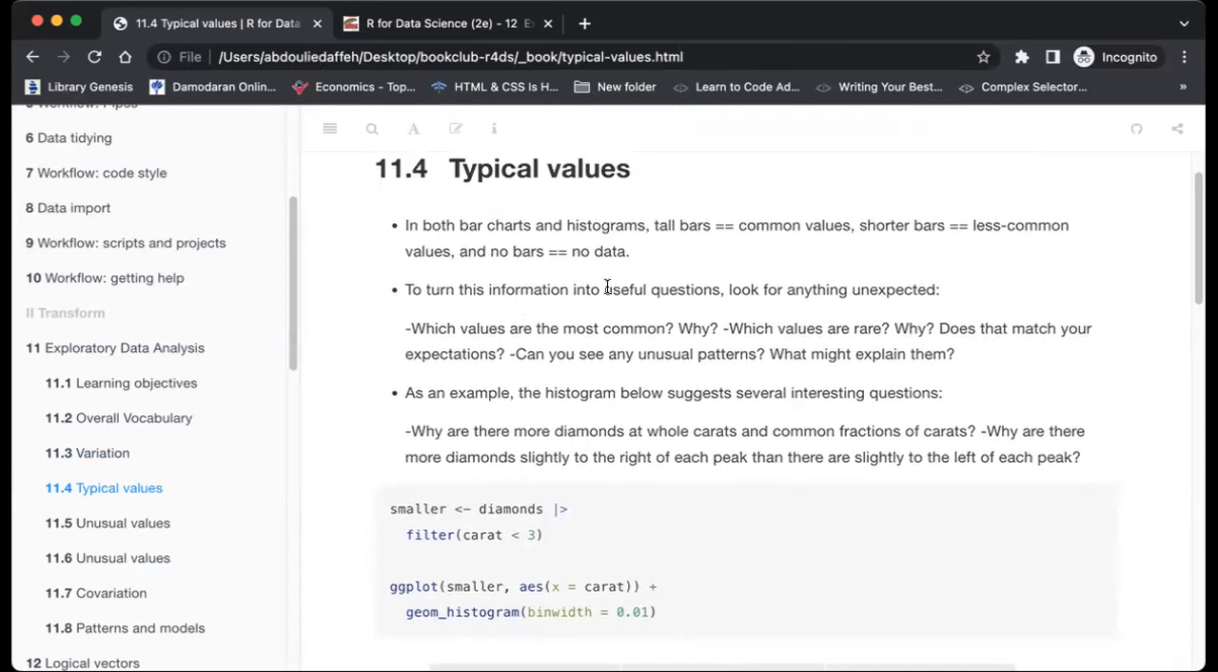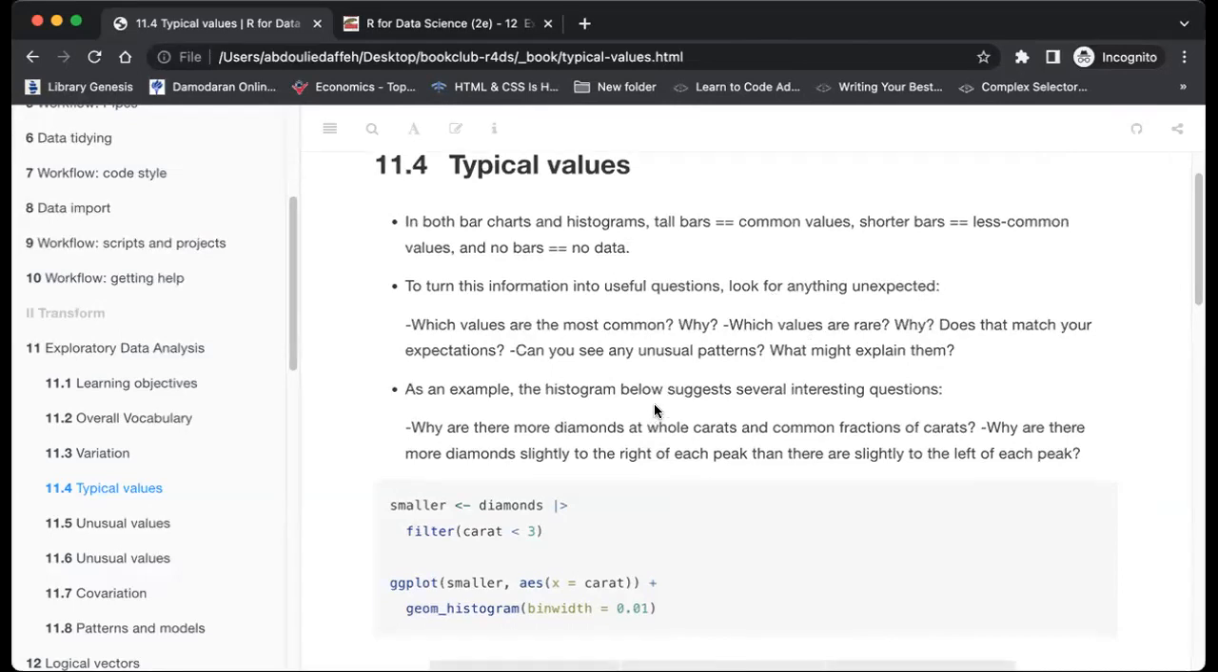To turn this information into useful questions, look for anything unexpected. Which values are the most common? Why? Which values are rare? Why? Does that match your expectation? Can you see any unusual pattern? What might explain them? So in a sense, we should be very open-minded when looking at the data, because once you have the data, you have an expectation, an a priori, of how the data should behave. So if you are seeing something contrary to that, you want to know why it is behaving like that. As an example, the histogram below suggests several interesting questions.